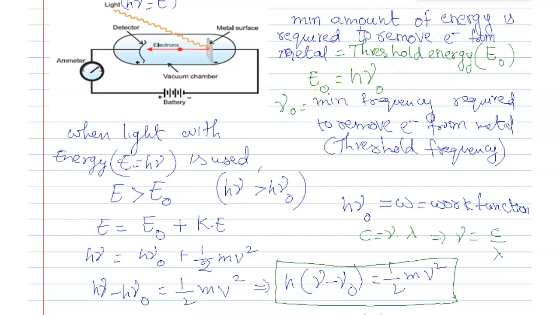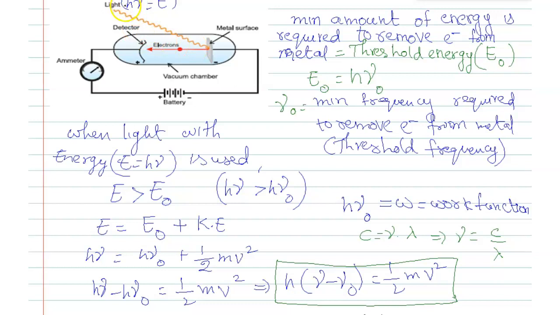So E naught equal to h nu naught. E naught is the threshold energy, h is Planck's constant. Then what is nu naught? The minimum frequency, that is the threshold frequency. So by applying the minimum frequency of light, we can remove the electrons from the metal plate. So the minimum energy is threshold energy.